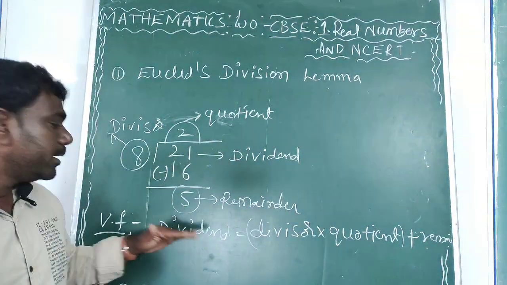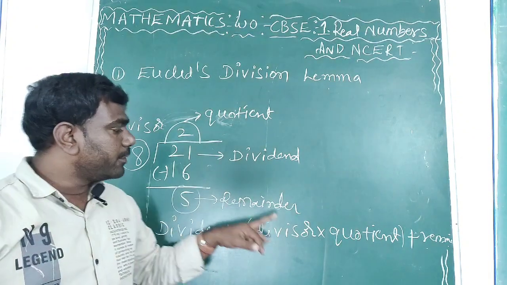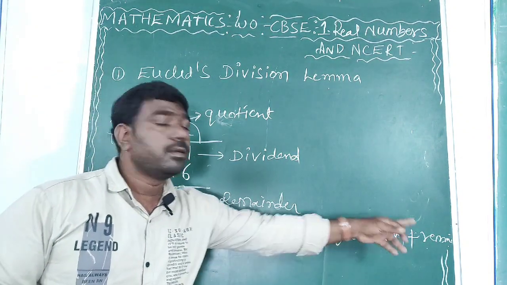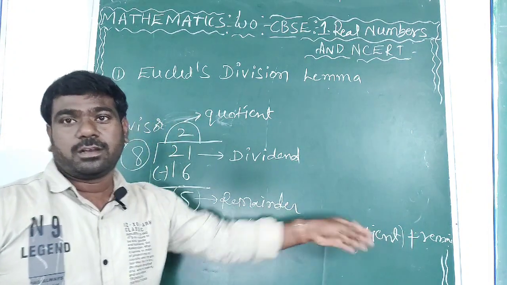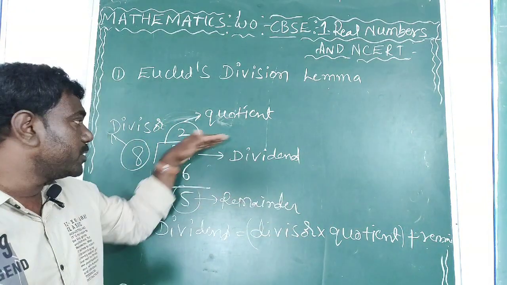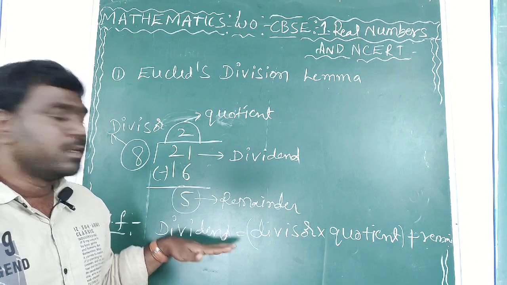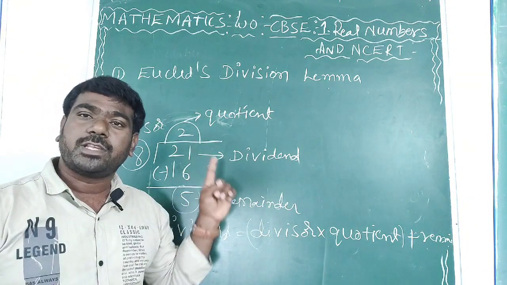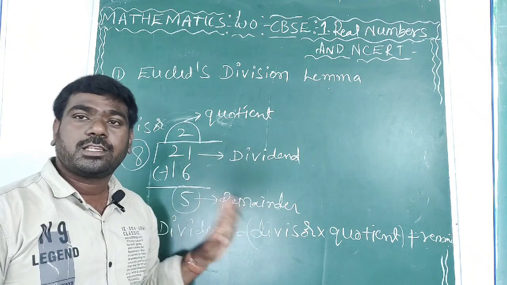Meaning is, dividend is equal to divisor into quotient plus remainder. Now here we have to verify. Substitute whatever value we are getting. If both LHS and RHS are equal, it means our division process is correct. Like this we have to verify.